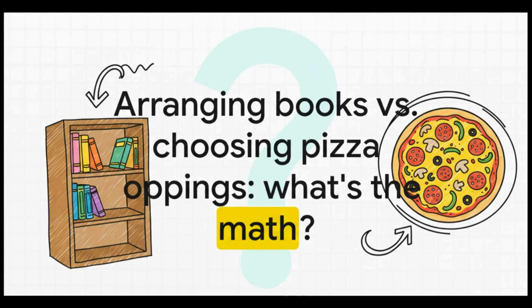Think about it. When you're arranging books on a shelf, the order matters, right? But when you're piling toppings on a pizza, do you really care if the mushrooms went on before the pepperoni? Probably not. This simple difference between caring about the order and just caring about the selection, that's the key to everything we're about to cover.